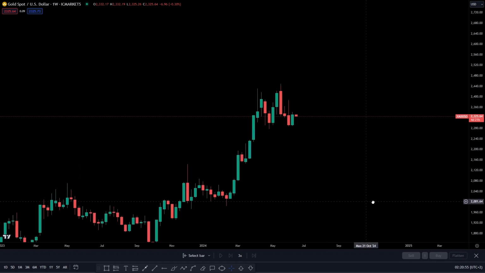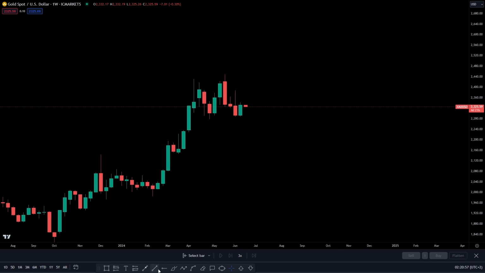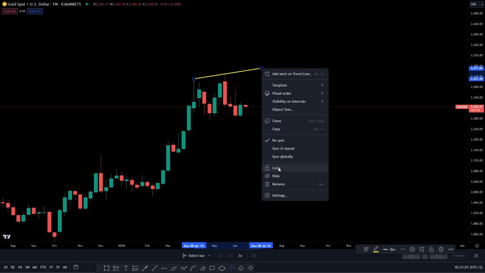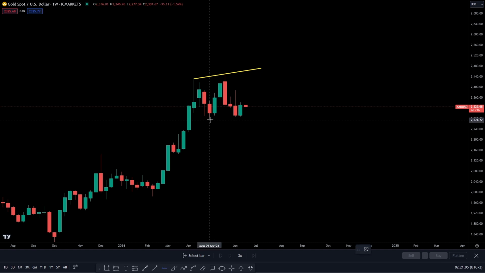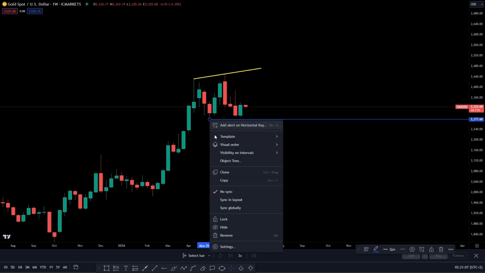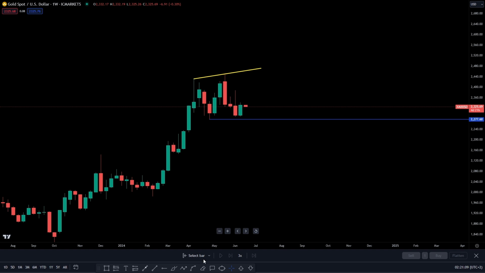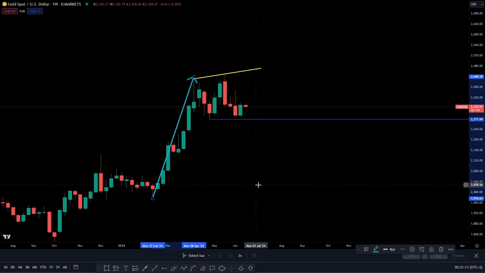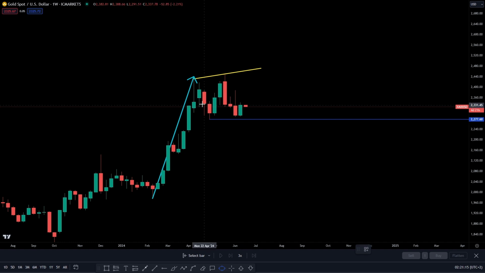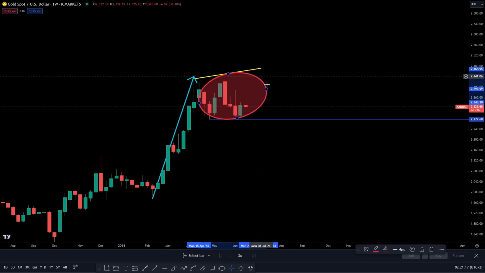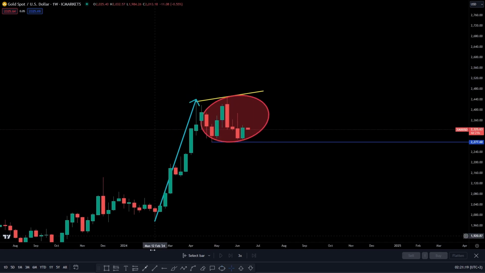Yeah, guys, let us look at gold. Now, looking at gold, I'm going to start off by drawing in my structure. We have this for the week. Now, what's interesting here is I'm looking at this as my impulsive wave, followed by this corrective wave.